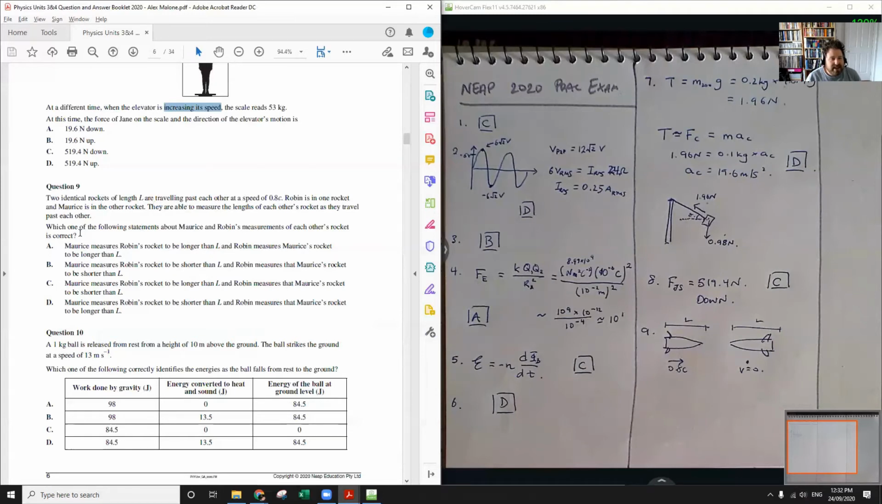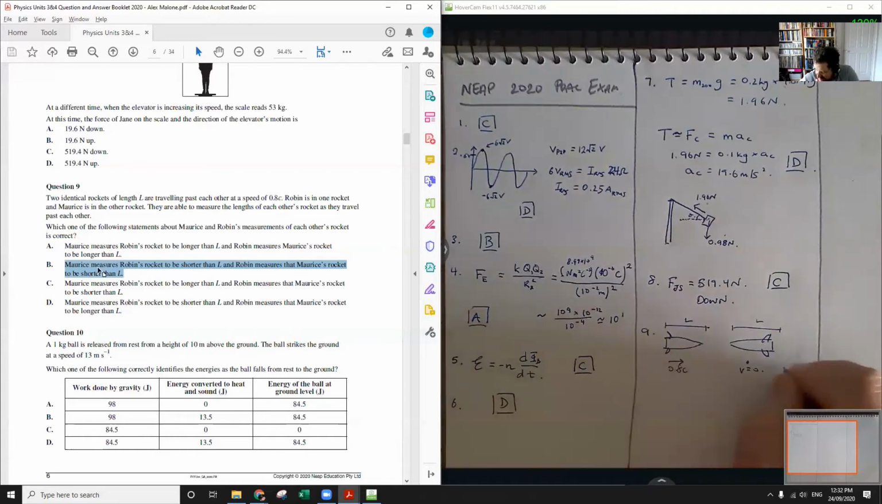They travel past each other. Which one of the following statements about Maurice and Robin's measurements of each other's rocket is correct? Maurice measures Robin's rocket to be longer than L. Nah, no way. Always length contraction, never length dilation. And Robin shorter, Maurice shorter. Okay, that looks pretty good. Longer, shorter. Yeah, okay. So they both just measure shorter.